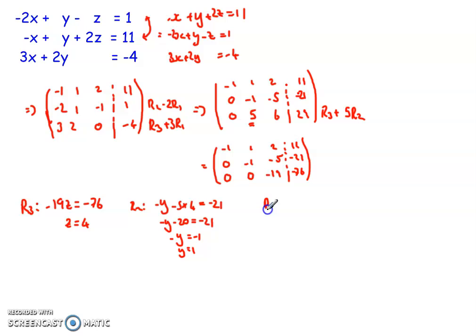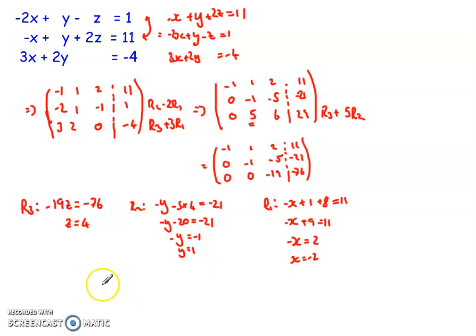And then row 1, very top row, that gives me -x. I've then got plus y, so plus 1. I've then got plus 2z's, so plus 2 times 4, plus 8 equals 11. So -x plus 9 equals 11. -x is equal to 11 minus 9 is equal to 2. So -x is 2, x is -2.